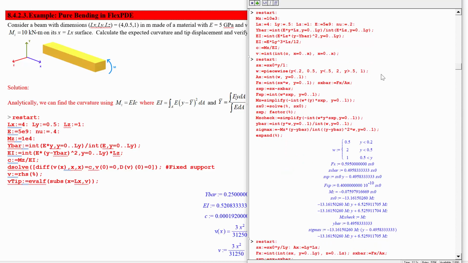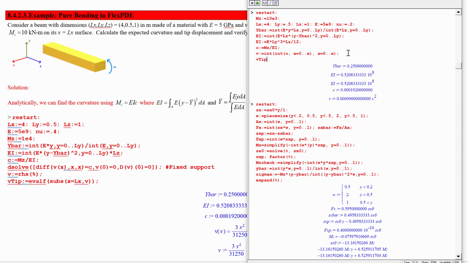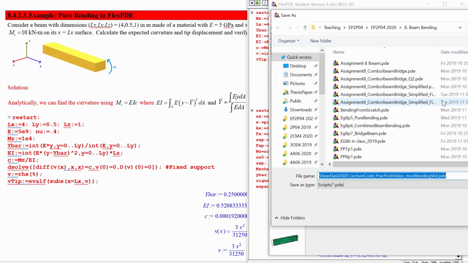So this will give us the displacement at any point from equilibrium, and then we can find V tip by substituting x equals Lx into V. People make this mistake every year. They just do these things as definite integrals, and it will not give you the right answer for the displacement at each point or the tip displacement at the end. Okay, so this is what we calculate using Maple for the expected tip displacement. What about in FlexPDE? Let's take our code and we'll save it as a new file, pure bending.